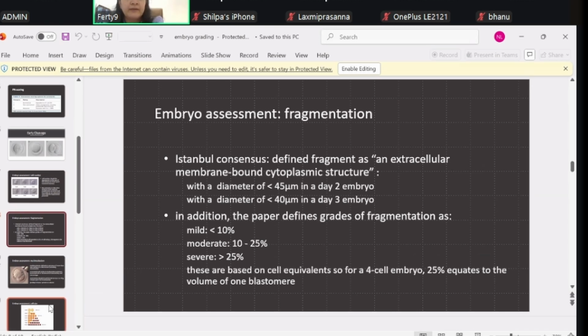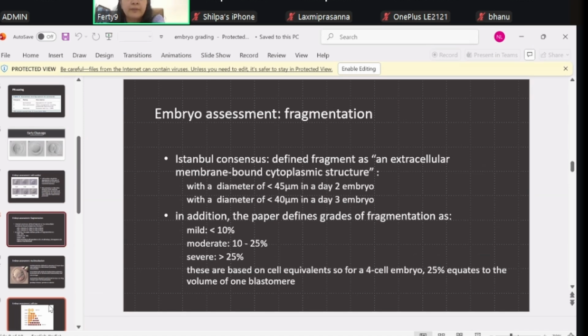So, embryo assessment: fragmentation. What is fragmentation? It is an extracellular membrane-bound cytoplasmic structure with a diameter of less than 45 micrometers in a day 2 embryo, and less than 40 micrometers in a day 3 embryo. Any embryo with fragmentation is not considered a good grade blastocyst. Sometimes the fragmentation is scattered all over the embryo, and that type of embryo gives very little chance of implantation.